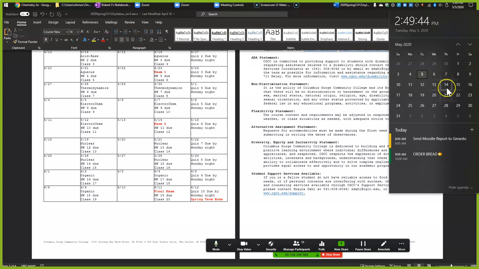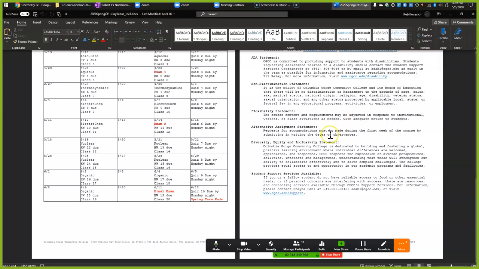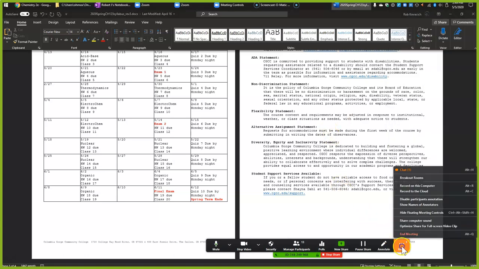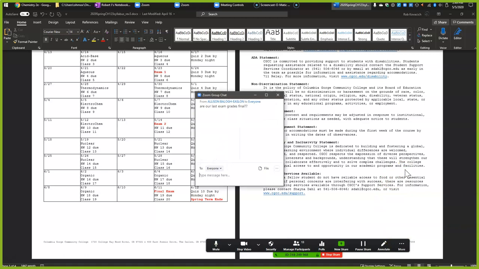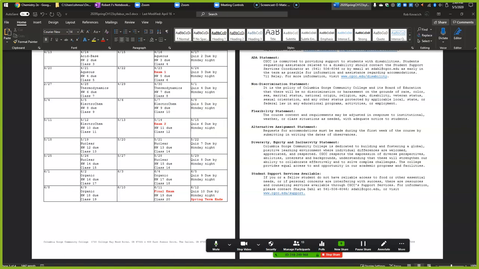Looks like next week, yeah. Valentine's Day, because I know none of you are going anywhere. Allison, no, our exam grades are not final. They're still going to be changed. Yeah, no, I haven't fixed that yet. I have a meeting Friday to talk with people about that.